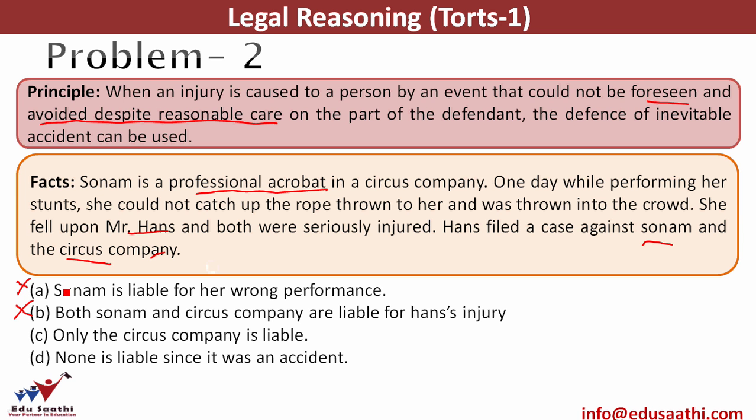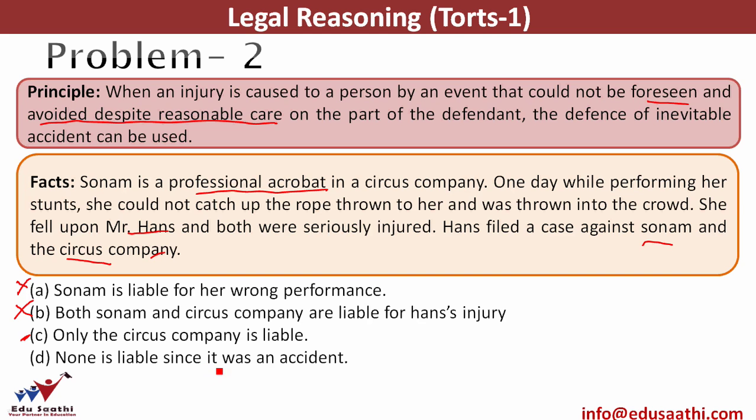So the circus company should have taken reasonable care and should have provided for reasonable space and arrangements so that the person is not thrown into the crowd in cases where the person is not able to catch the rope. They should have provided for any net or sponges on the ground so that if the person falls off while performing, that person is not thrown into the crowd. In this way the injury could have been avoided if the circus company had taken reasonable care. So this could be an answer.